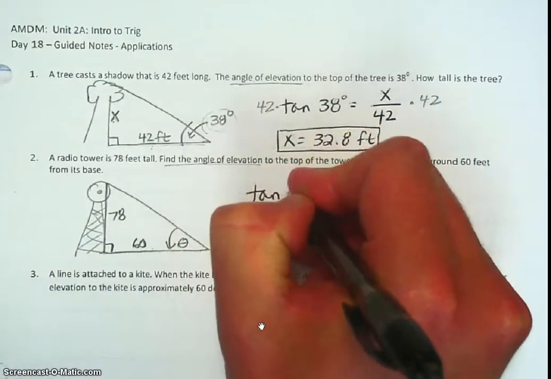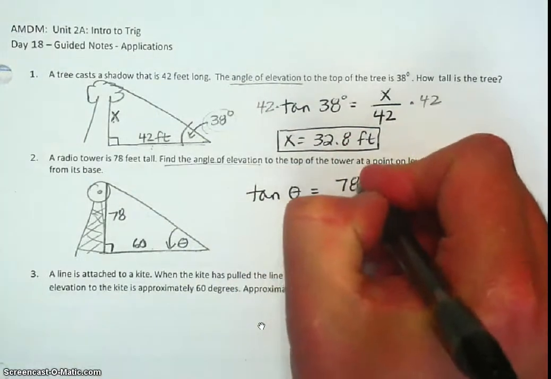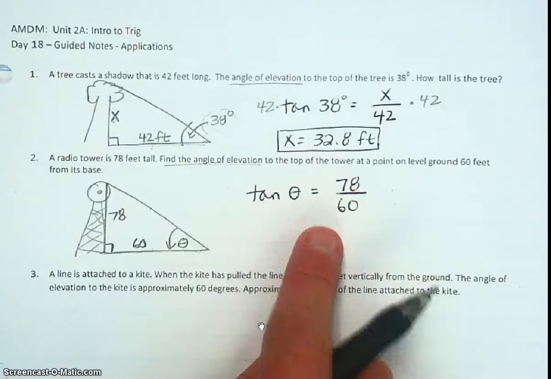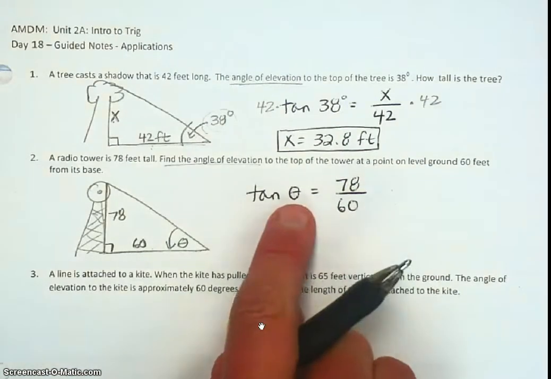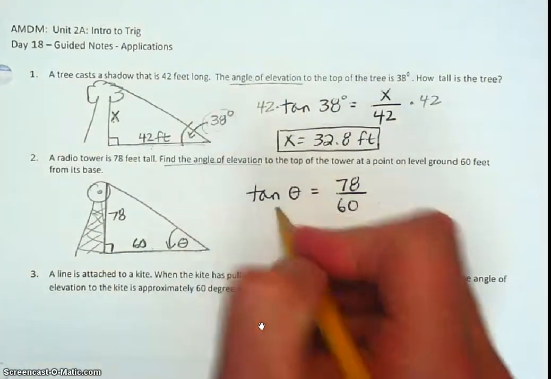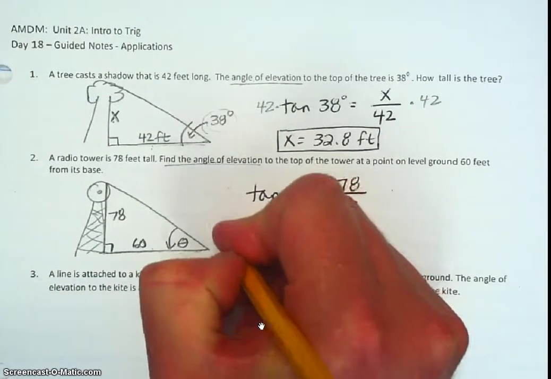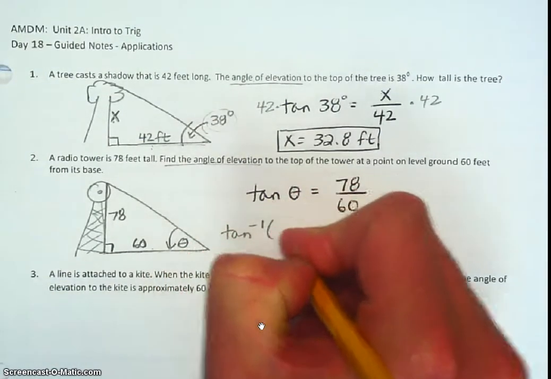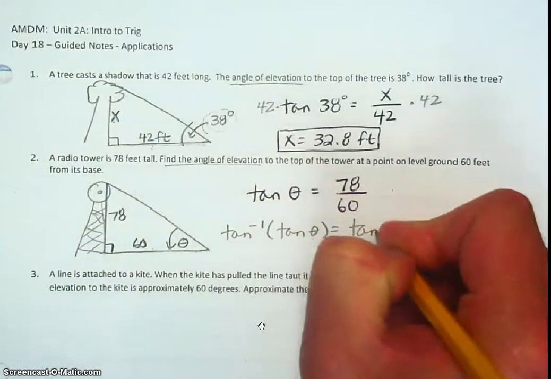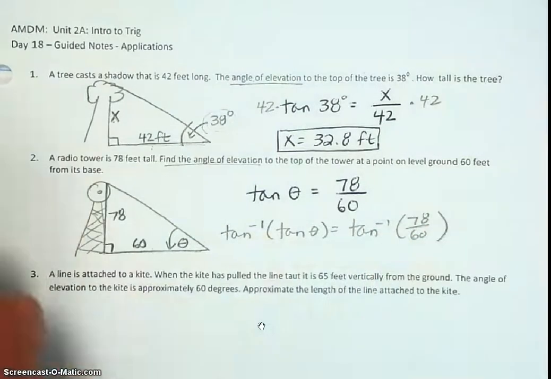But now we don't know theta. So we have tangent of theta equals 78 over 60. Now this one's a little different from any of the ones that you solved yesterday because we need to solve this for theta. And the way we do that is we need to get rid of the tangent. Here's how we get rid of tangent: we do what's called tan inverse. So we're going to do the tan inverse on both sides of this problem here.